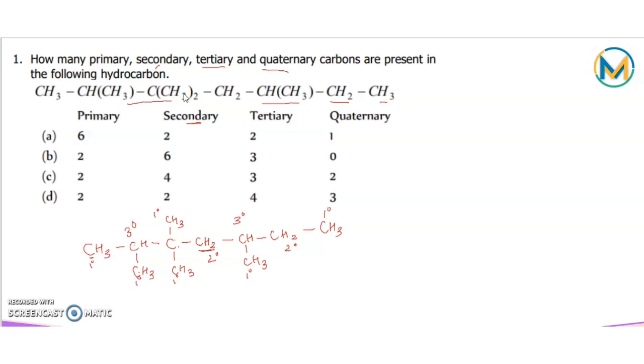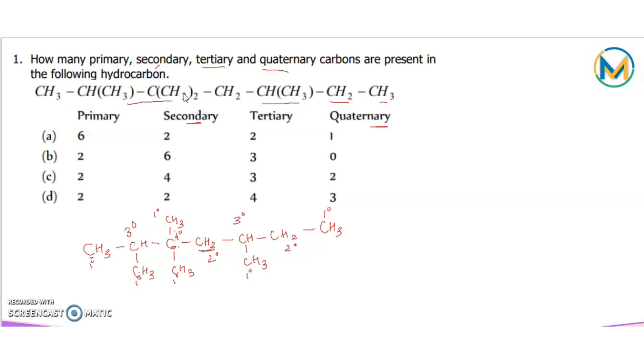And the last, quaternary carbon, where the carbon is attached to four other carbon atoms. So if you look at this carbon, it is a quaternary carbon because this carbon is attached to one CH, one CH3, one CH2 and one CH3. So this carbon is a quaternary carbon.